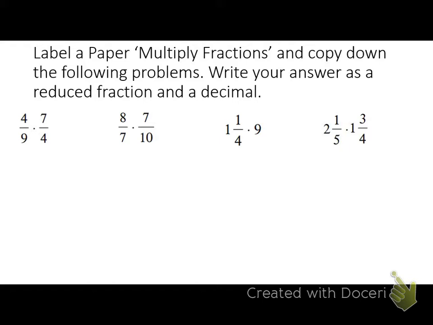Okay, so I will show you the two ways to multiply a fraction. Both are correct. You can just multiply straight across. 4 times 7 is 28. And then 9 times 4 is 36. You do want to reduce. What are 28 and 36 both divisible by? 4. Okay, so 28 divided by 4 is 7. 36 divided by 4 is 9.